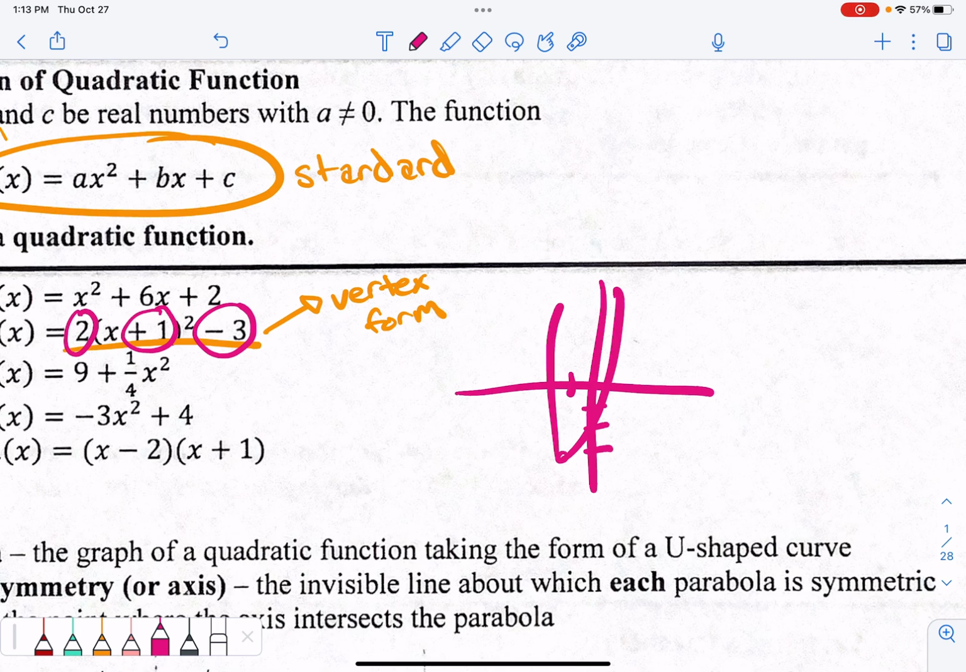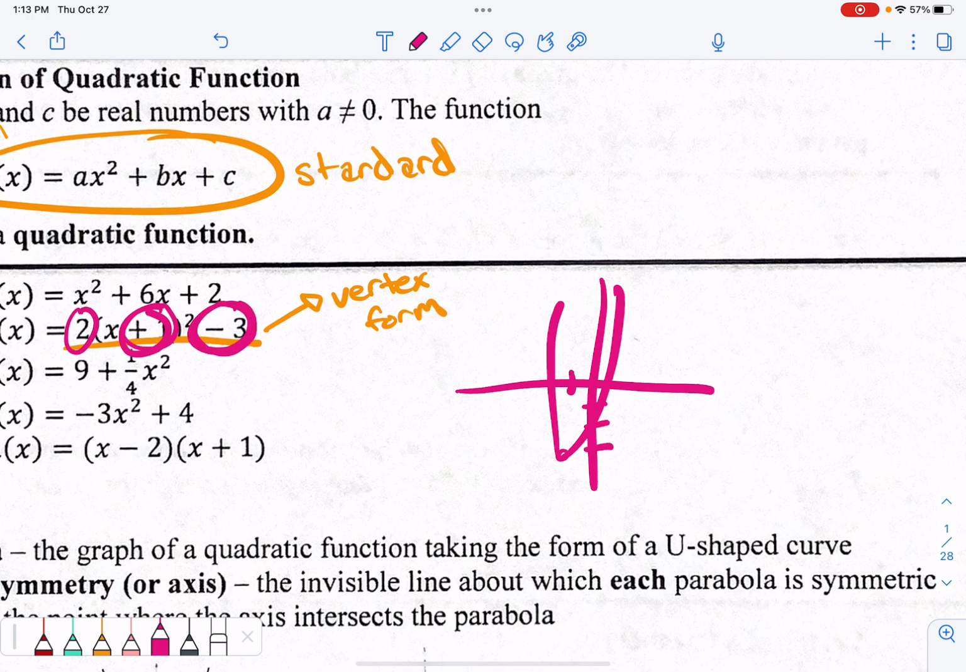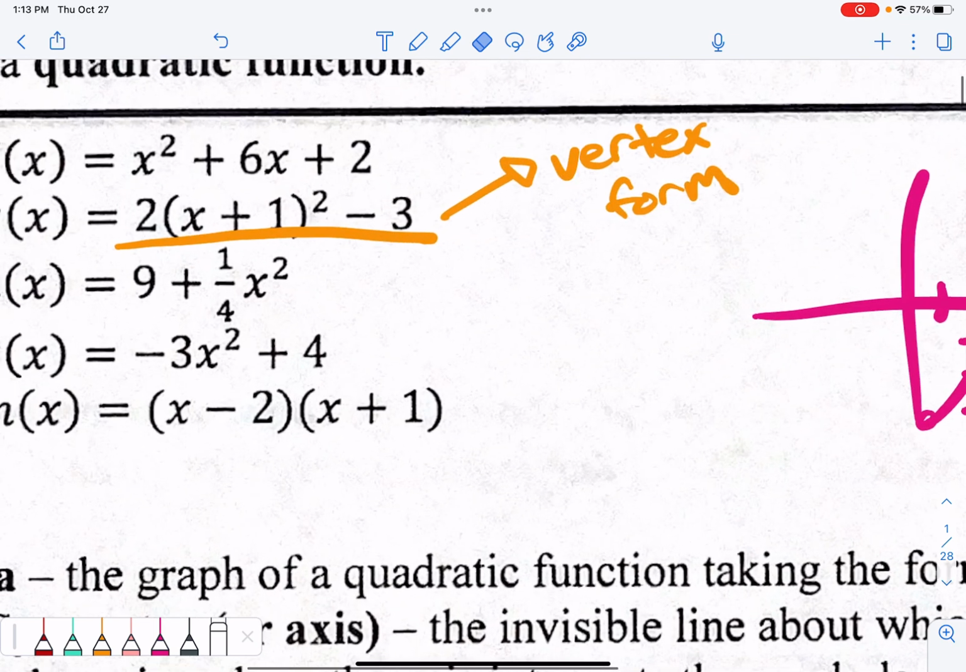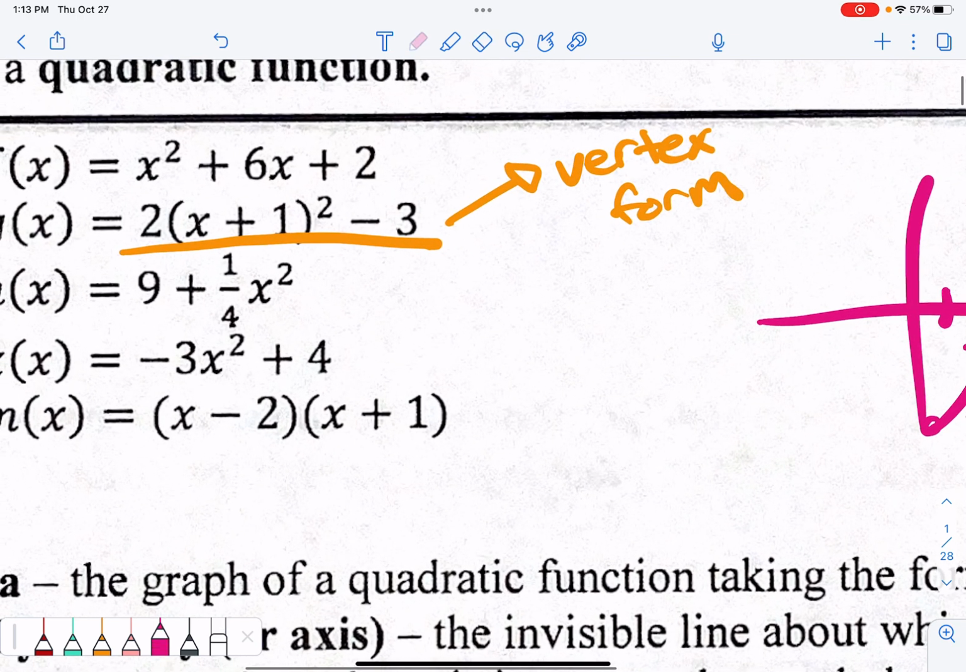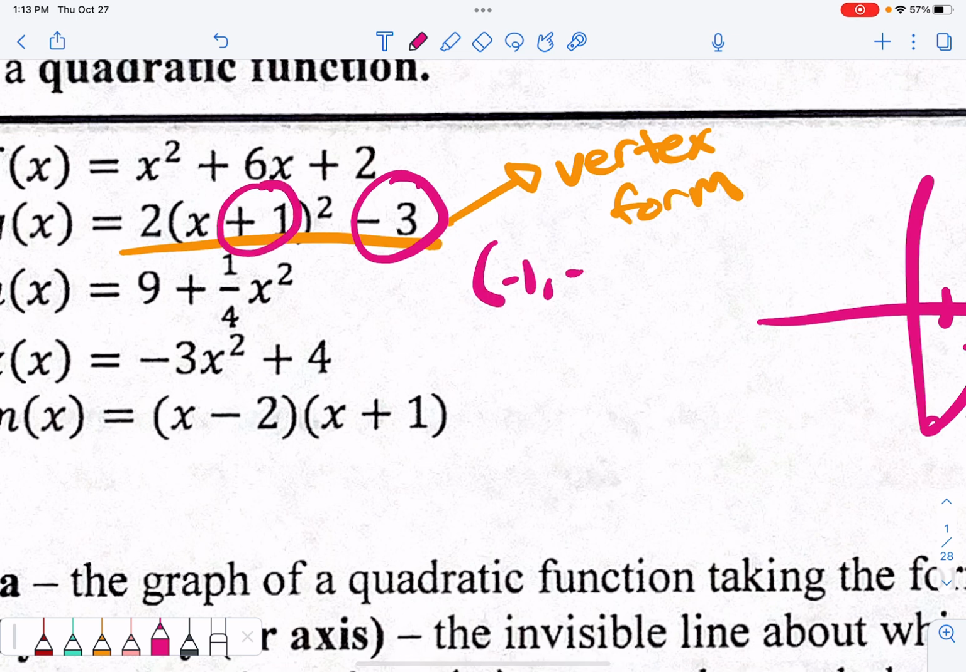So the vertex form, I call that vertex form because you can easily see in the equation the vertex is embedded into that. Does that make sense? Okay, when it's in parentheses like that: x plus something squared and then minus something. This is your up and down, this is your left and right. And that tells you where your vertex is located. So this vertex would be at -1, -3. You flip the sign of this one, but you leave this one the same, right?